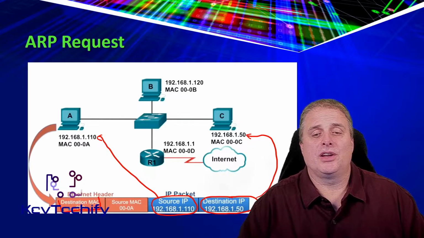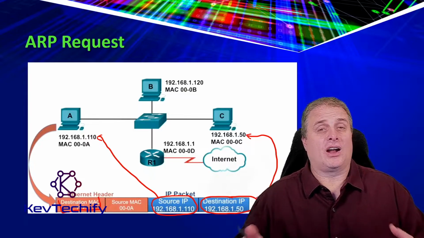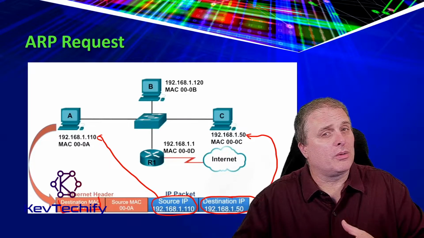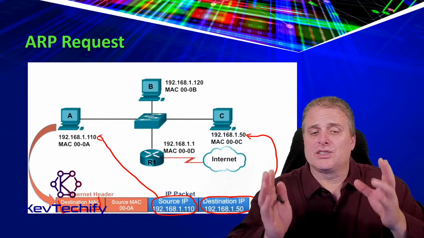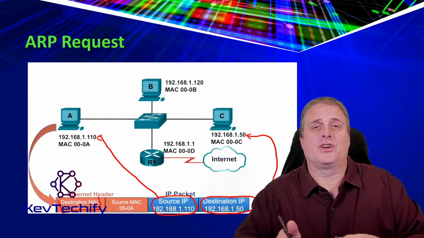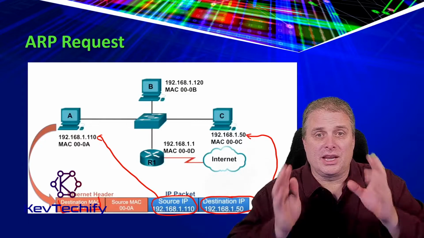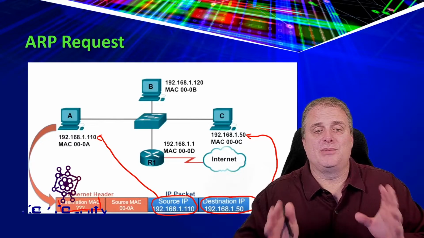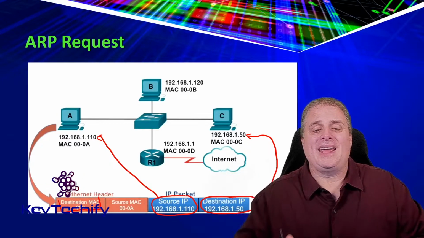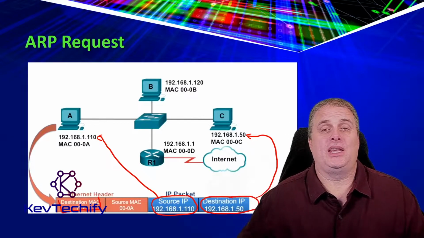Because the source IP address and the destination IP address are on the same network, we don't have to go through another router onto a different network. Because the source IP address and destination IP address are on the same network, the destination MAC address will be the MAC address of the destination IP address.